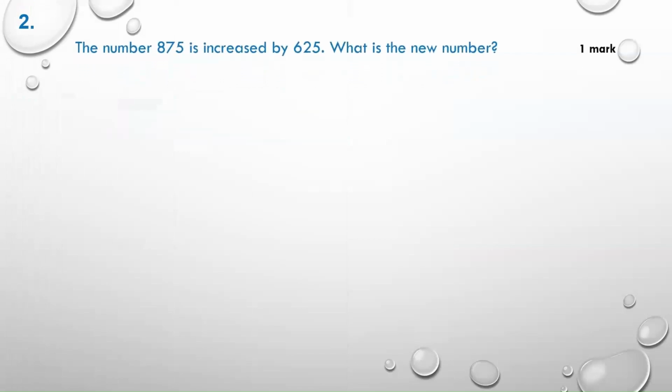In that question, the number 875 is increased by 625. What is the new number? So some people could work it out in their heads and get the answer, and that's fine, which is 1,500. Others would like a little diagram. In this case, there are so many different ways to work out every question in this paper. So we'll draw an open number line and randomly put where the first number we're starting with is what? 875.